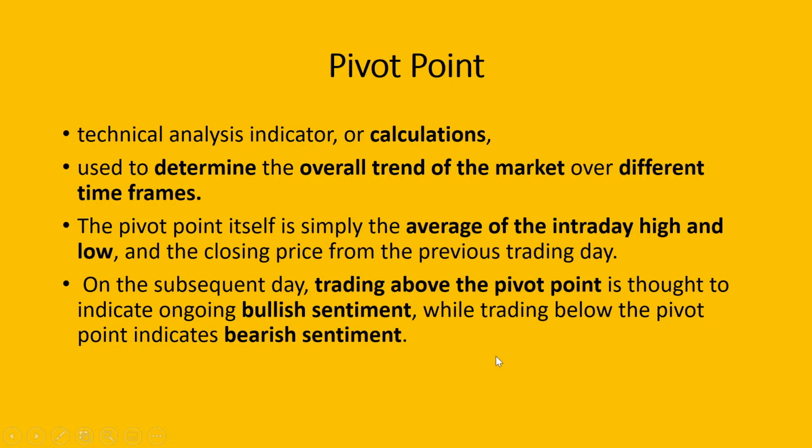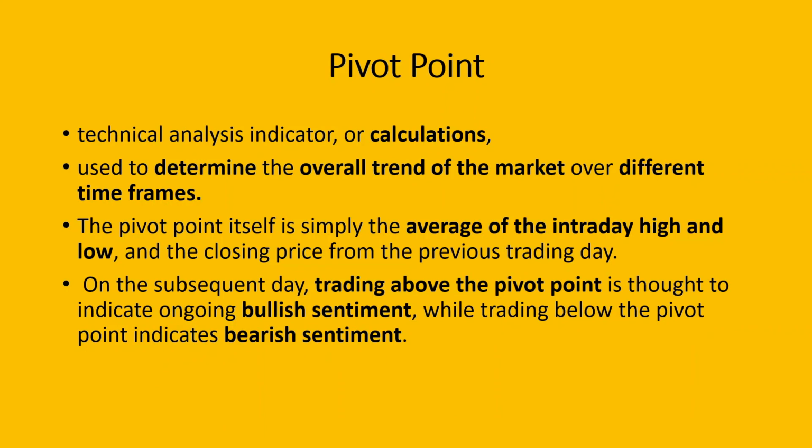Pivot point, as you know, is a technical indicator. It's basically a calculation that's used to determine the overall trend of the market over different time frames. The pivot point itself is simply the average of the intraday high, low and closing price from the previous trading day, so it's derived from the previous trading session's data. On the subsequent trading day, trading above the pivot point is thought to indicate ongoing bullish sentiment, and trading below the pivot point indicates bearish sentiment.